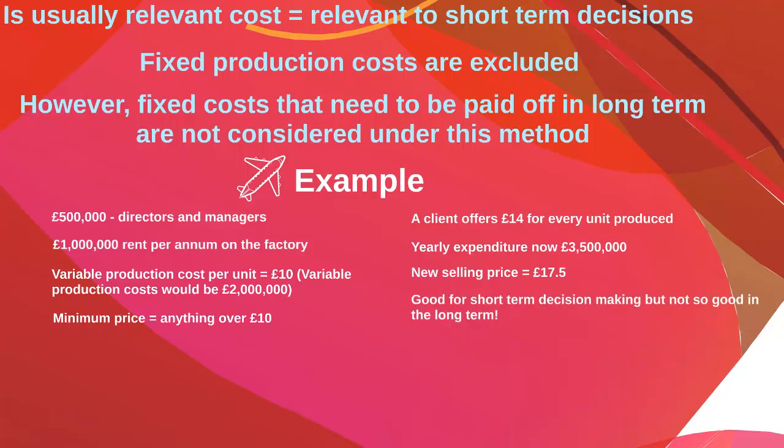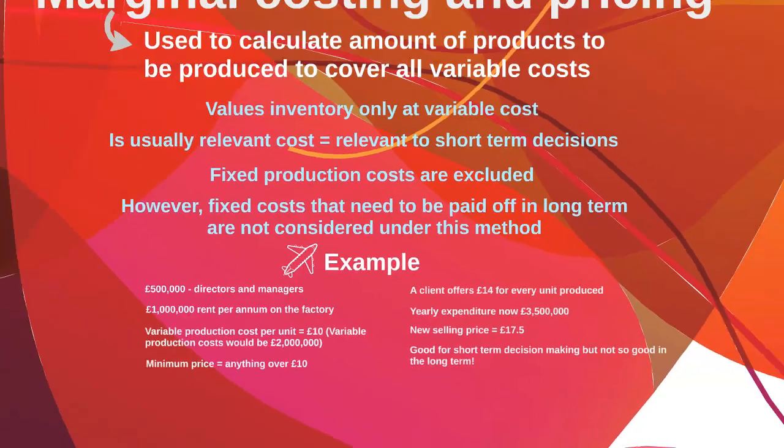profit. So as you can see, it can be quite good for short-term decision making if you just get a small order in for a few that you haven't sold. They've covered the cost to produce them without using up all your fixed cost resources, such as rent and directors' salaries, which would be paid for already. But in the long run, you cannot plan for the future using relevant costs and minimum prices, because eventually your fixed costs will need to be paid for.